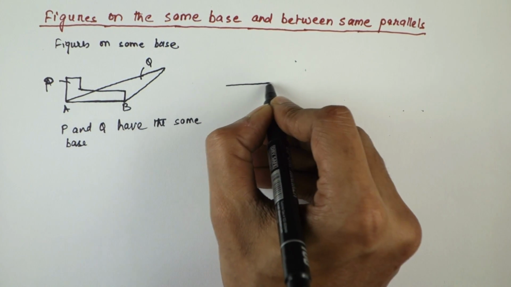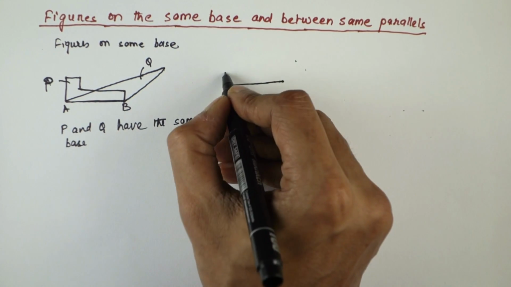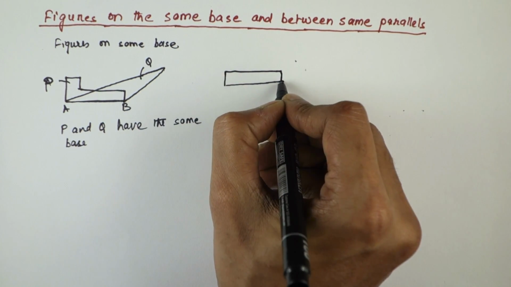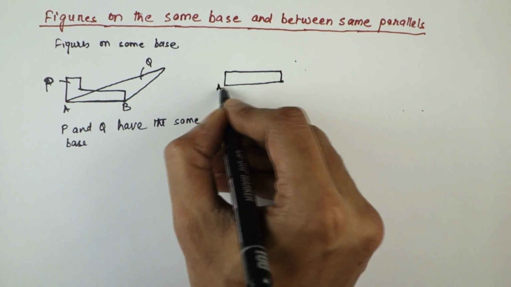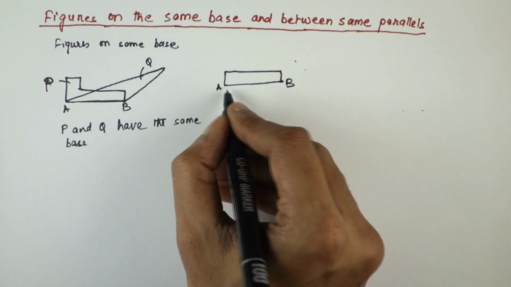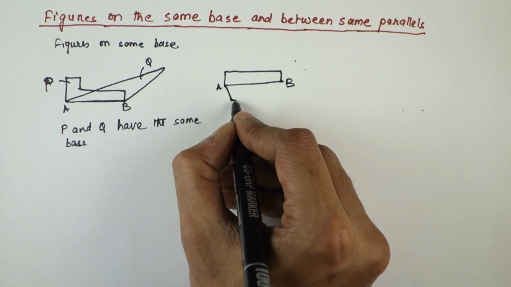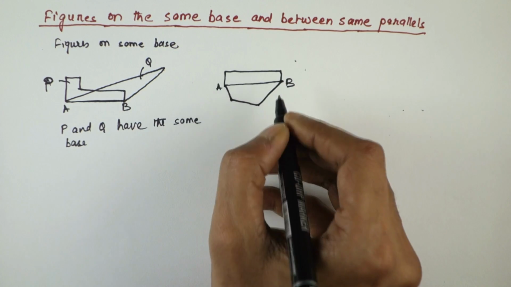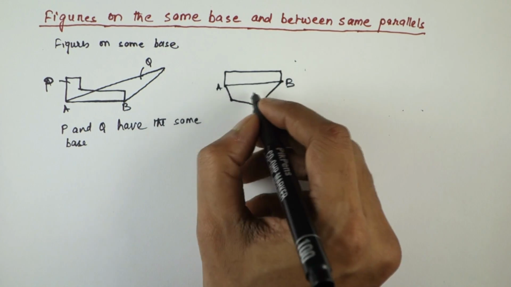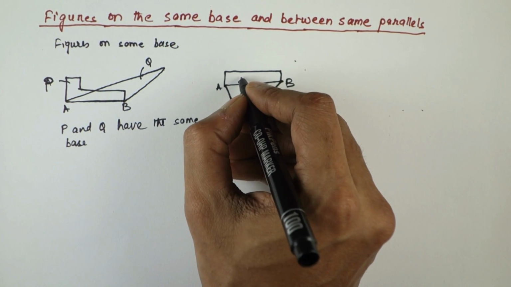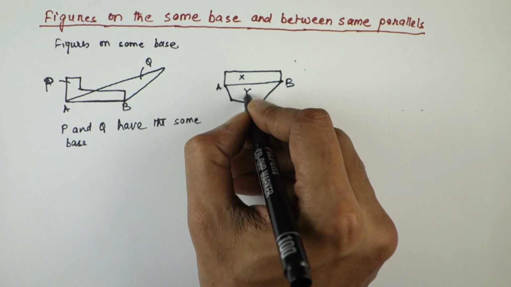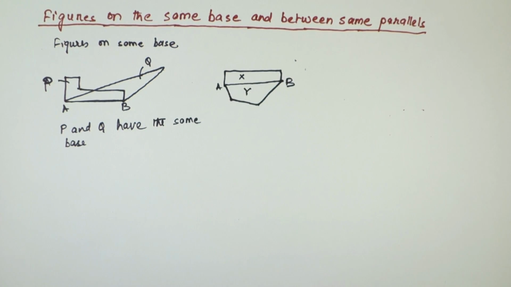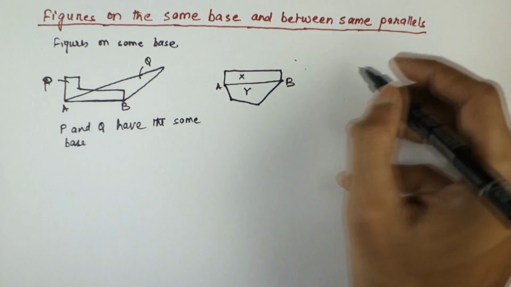Let's draw the base first, and let's draw a simple rectangle looking figure. Call the base AB, and on the same base, on this side also we can draw a figure. So these two figures, let's say X and Y, both of them have the same base. Like this we can draw.